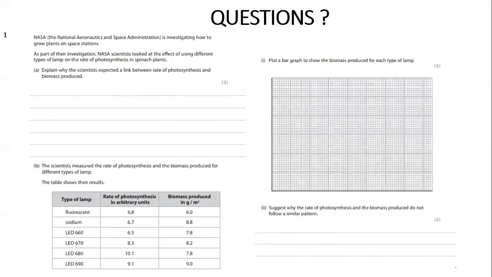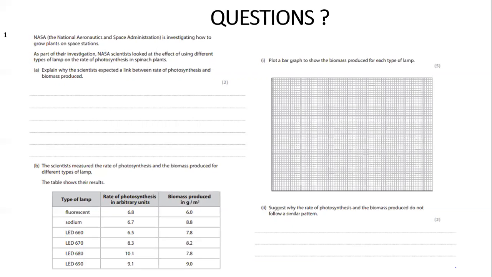So here the raw materials are carbon dioxide and water. What is the main product? Glucose. What is the byproduct? Oxygen. Right. Explain why the scientists expected a link between the rate of photosynthesis and the biomass produced.